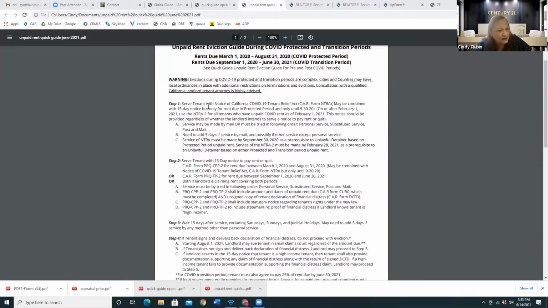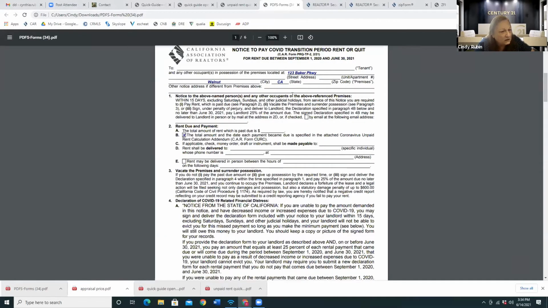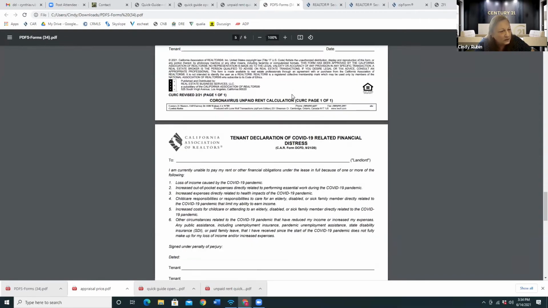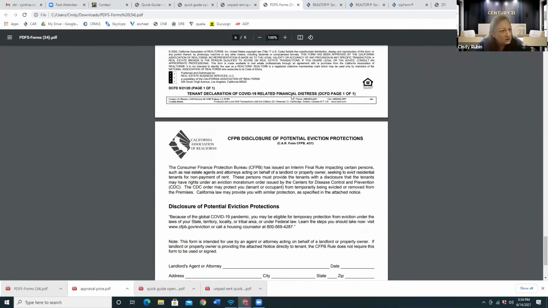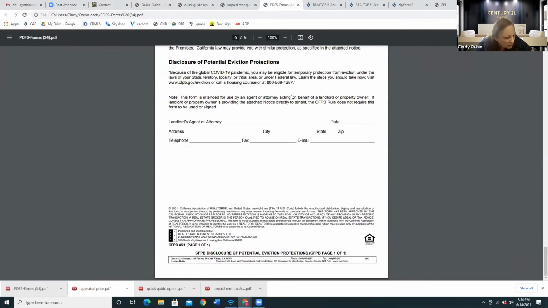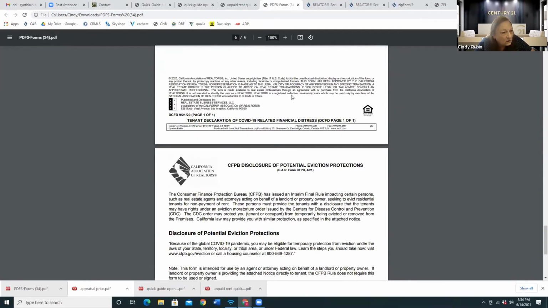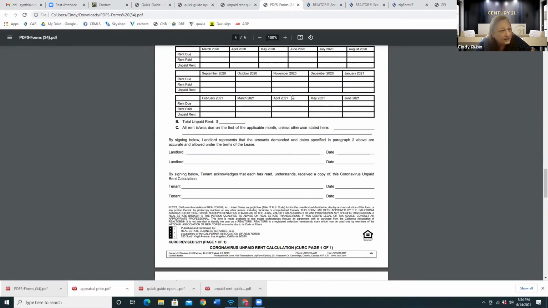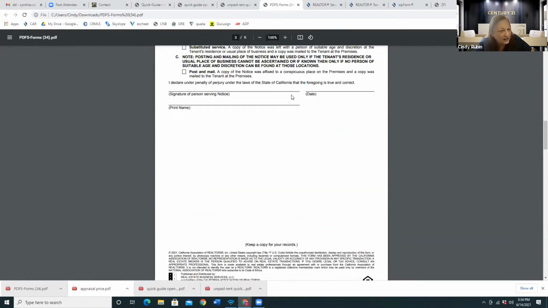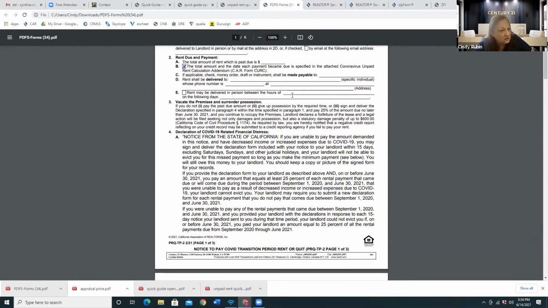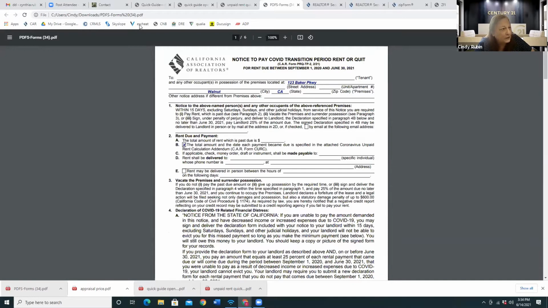Okay, so step one, you serve the tenant with a notice of California COVID Tenant Relief Act, form NTRA, which I think I have here. Hold on, is this the NTRA? Oh no, it's the bottom one. Let me do it first. I don't know what that is. Huh. Oh well, I asked for an NTRA and I got all of these things. That's so weird. Okay, well, I don't have that one, so we'll go back to the quick guide, sorry.